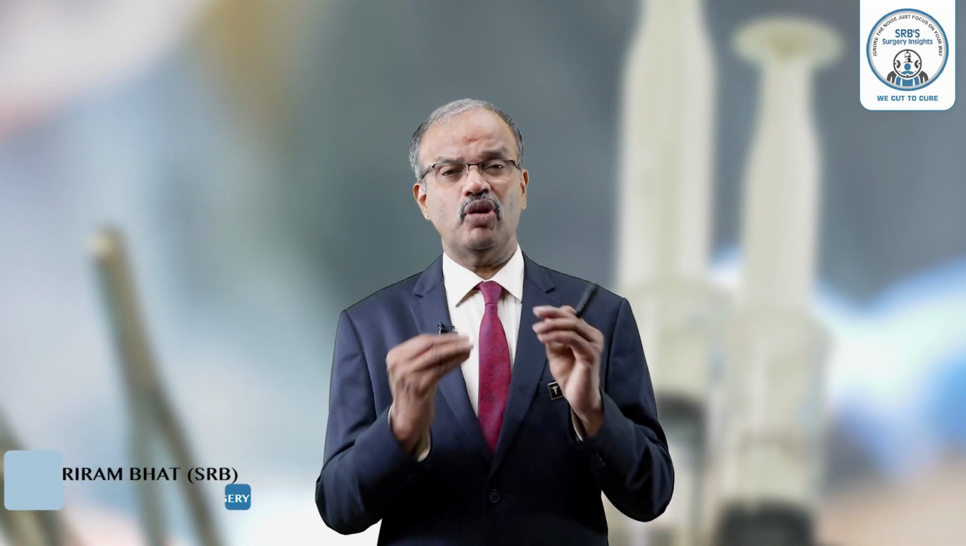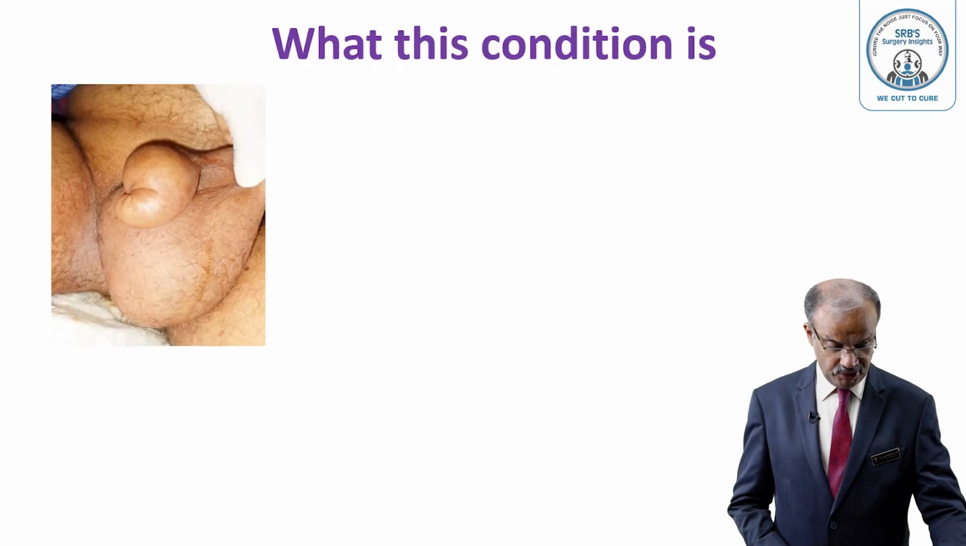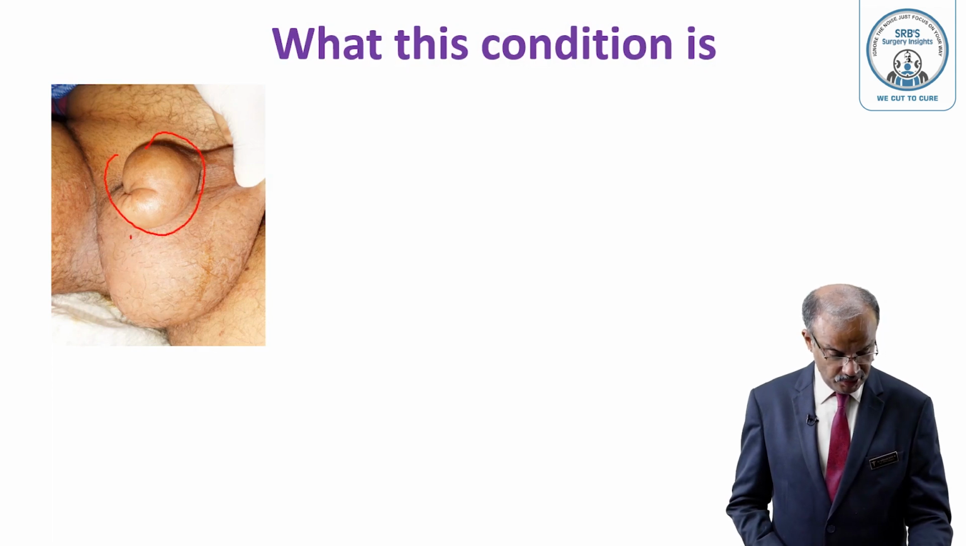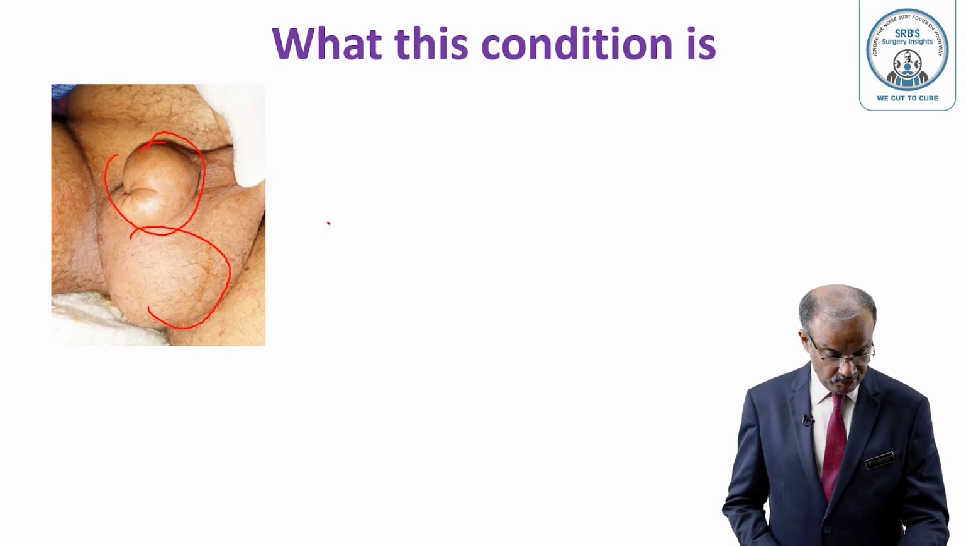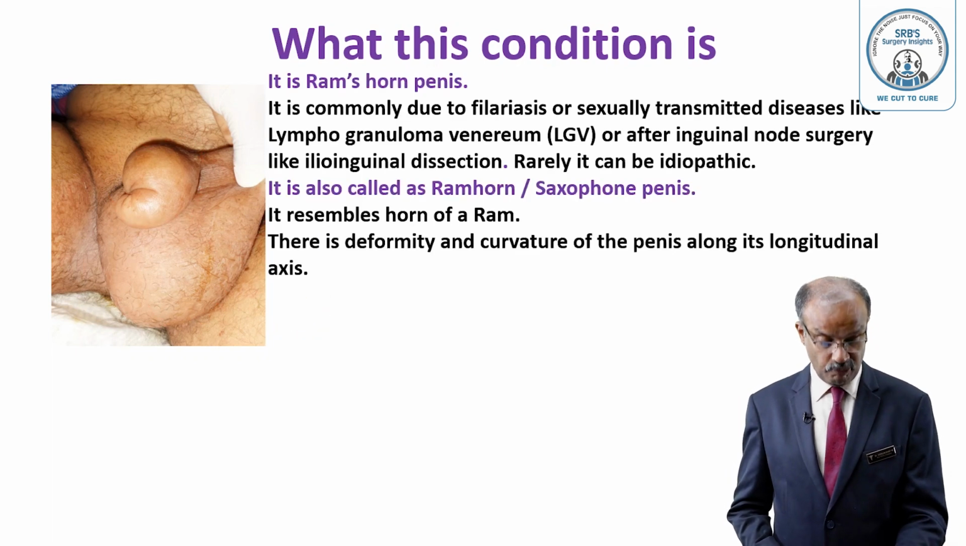Topic is ram's horn penis. Hello dear students, we'll discuss a condition which is seen in the scrotum. Just see how exactly it looks, what this condition is. See that this is bent like this. Scrotal also there is edema here, and the penis is bent like that. This is ram's horn penis.